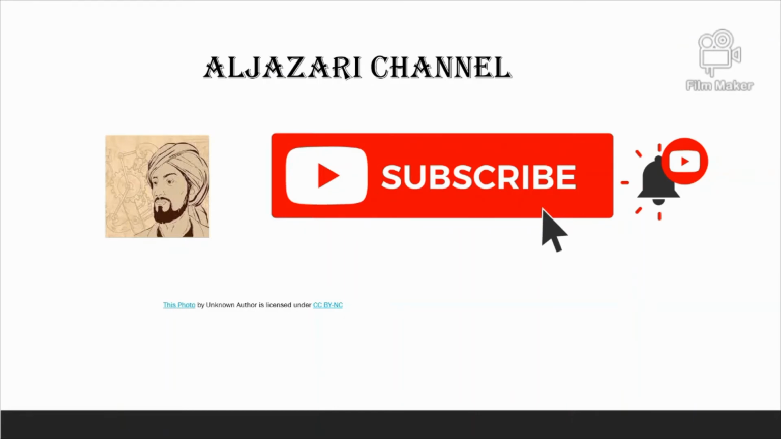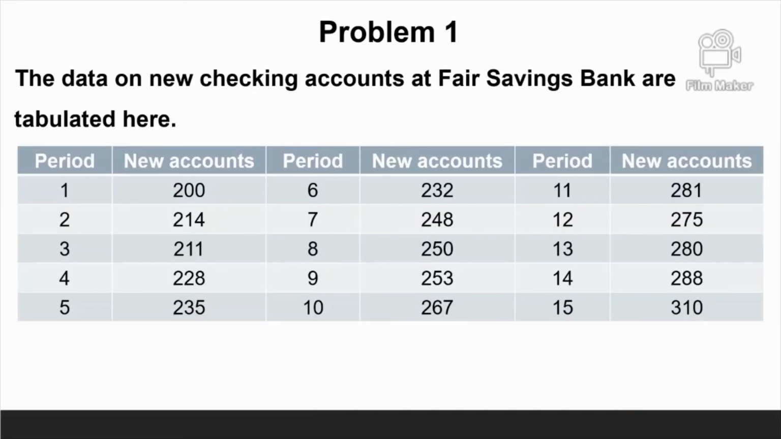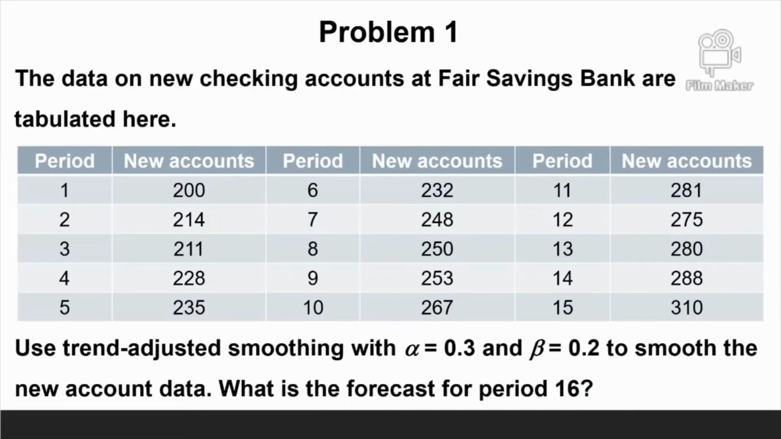The data on new checking accounts at Fair Savings Bank are tabulated here. Use trend-adjusted smoothing with alpha equals 0.3 and beta equals 0.2 to smooth the new account data. What is the forecast for period 16?